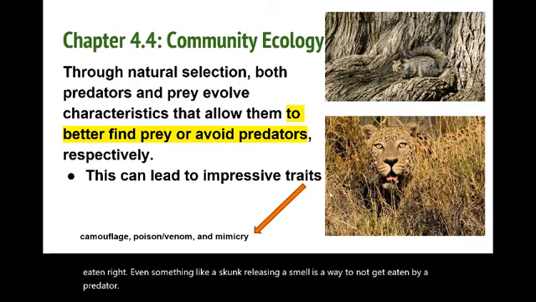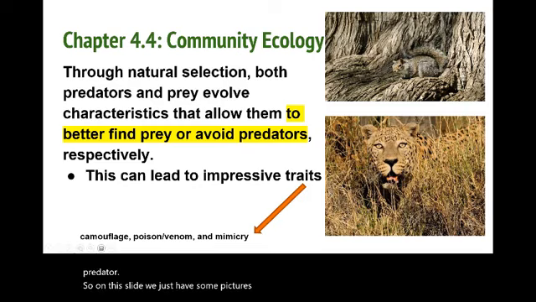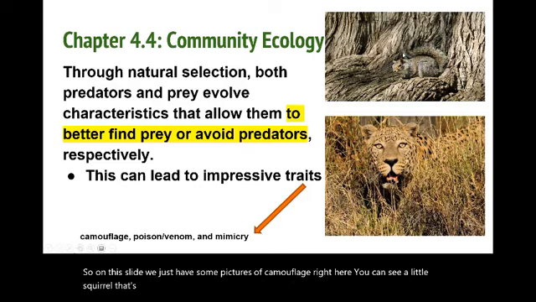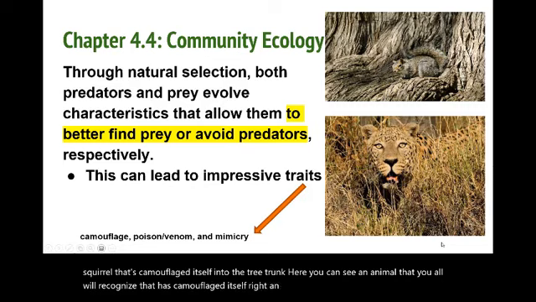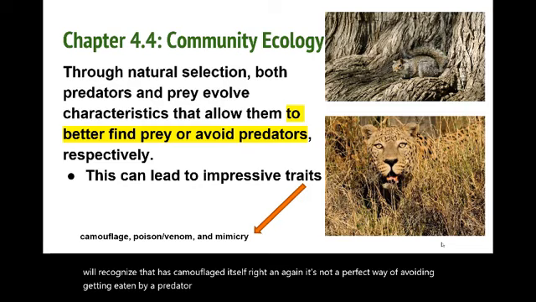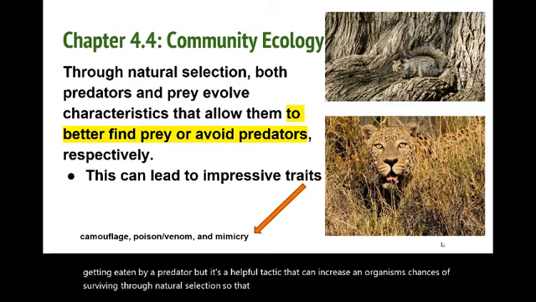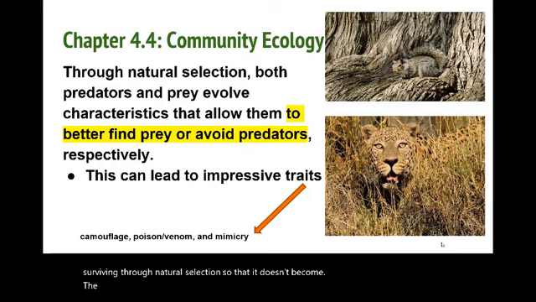So on this slide, we just have some pictures of camouflage. Right here, you can see a little squirrel that's camouflaged itself into the tree trunk. Here you can see an animal that you all will recognize that has camouflaged itself, right? And again, it's not a perfect way of avoiding getting eaten by a predator, but it's a helpful tactic that can increase an organism's chances of surviving through natural selection so that it doesn't become the prey of a predator.